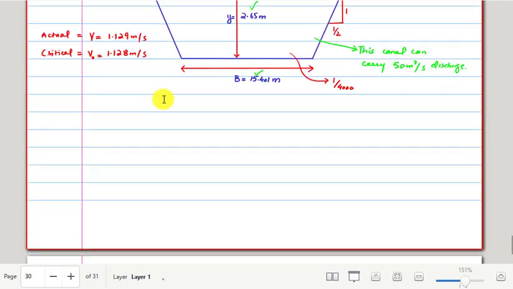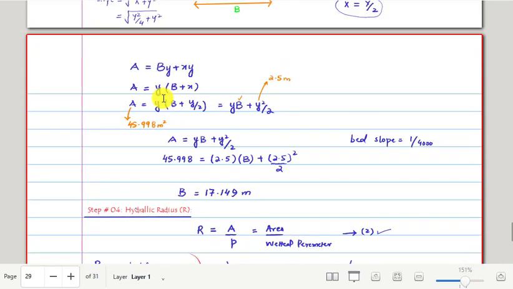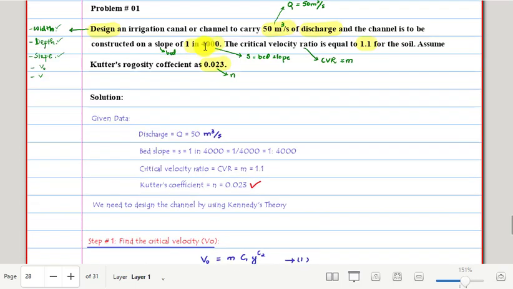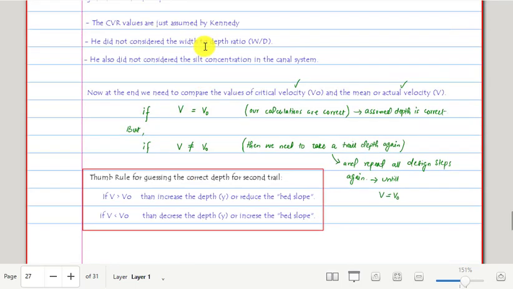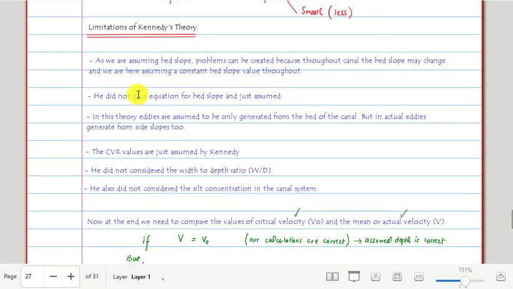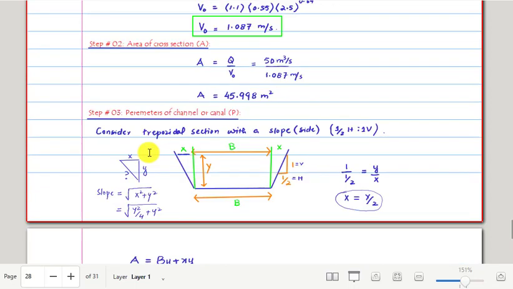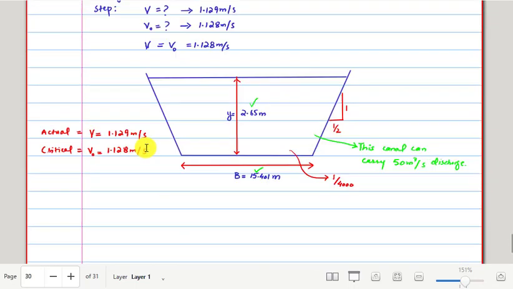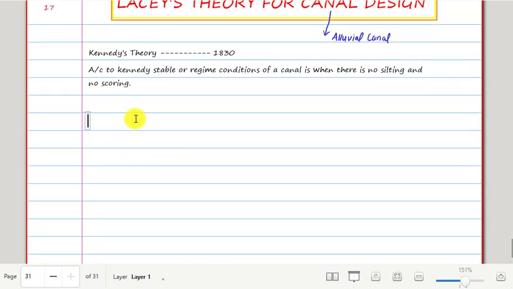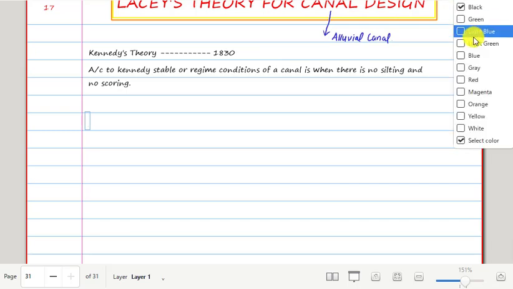And we have also discussed a few other limitations of Kennedy in our previous lecture. According to Kennedy, these were the limitations, and you need to look into them. He also didn't consider the concentration of silt. So what did Lacey do? Let's move into Lacey's theory.